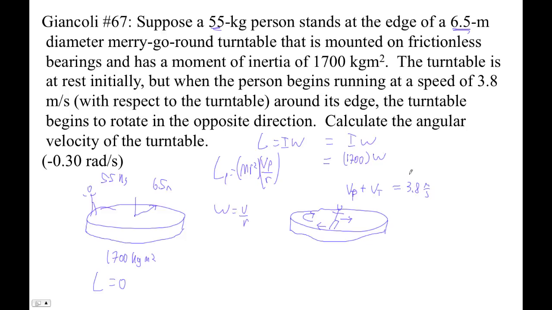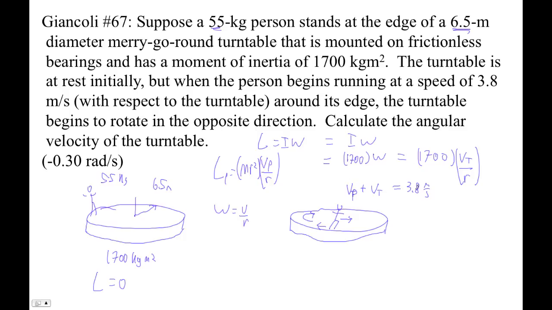And then we can do some clever things. Seems like you ought to be able to figure this out, right? Okay, there's the velocity of the person. Isn't this also, this one's 1,700 times whatever that tangential velocity is of the merry-go-round over its radius, right? Okay, so now what do we got? We got this equation with Vp and Vt.